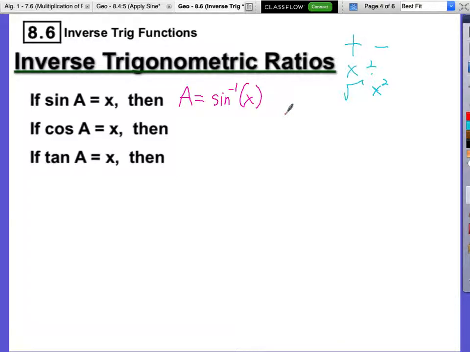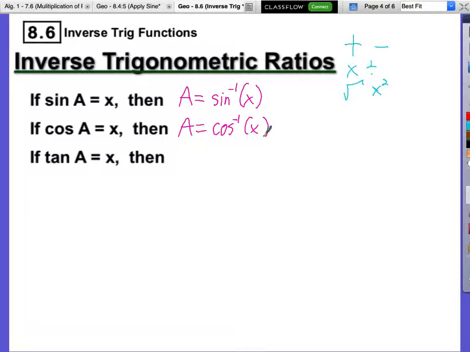So would this be the same with the cosine? Would it be A equals cosine to the -1? Inverse cosine of x, yeah. So in the next one, if cosine of angle A is equal to x, then angle A, the angle measure, would be equal to the inverse cosine of x.